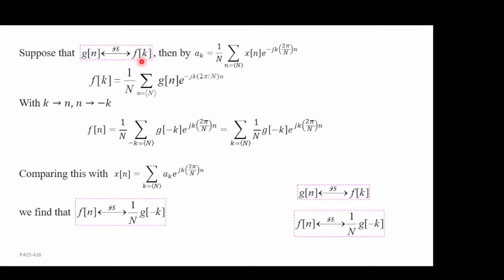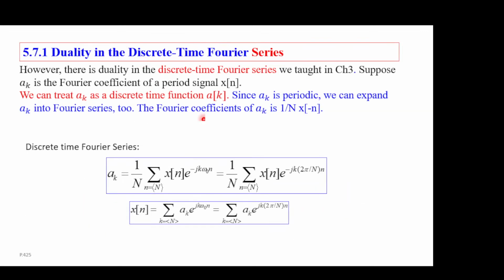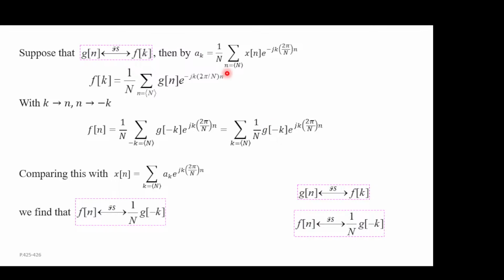Okay? And so by the equation here, we have the a_k. This is the analysis equation. So a_k should be 1 over N, sum of x[n] e to the minus j k omega naught n. And so the a_k is this f[k]. So obviously we have f[k] equal to 1 over N, then sum over 1 period, and now x[n] is g[n], and you have this minus exponential.